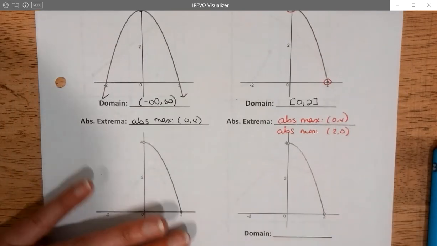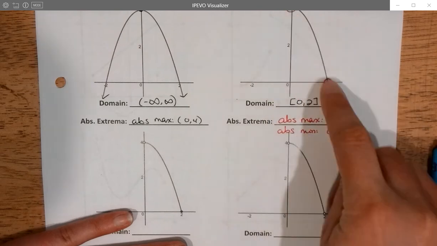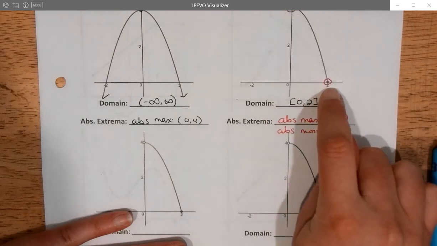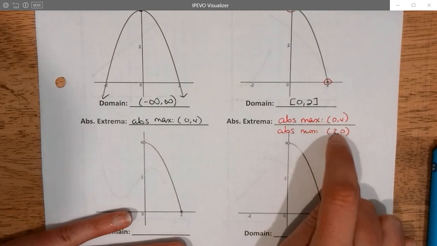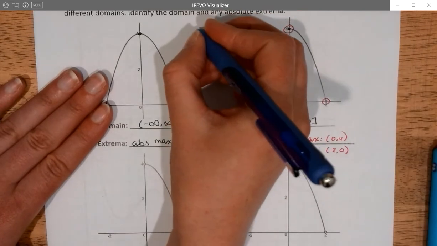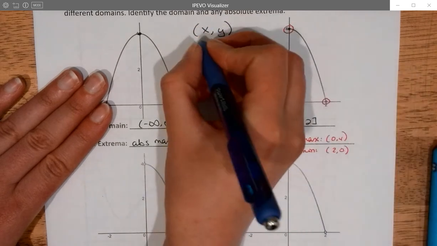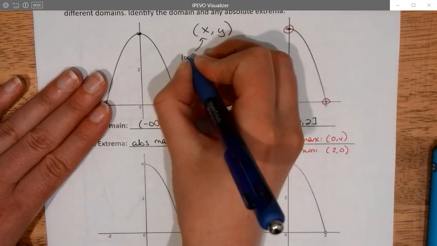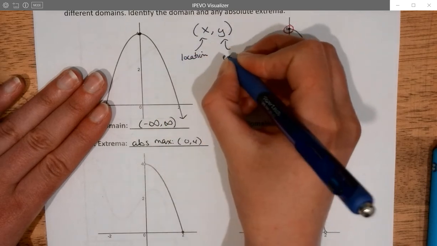Again, the maximum value would be 4. The minimum value would be 0. Those are the y-coordinates. But we give the full ordered pair to give the location of the extrema as well as the value of the extrema. So in an ordered pair, x comma y, we have the location, and then we have the extreme value.